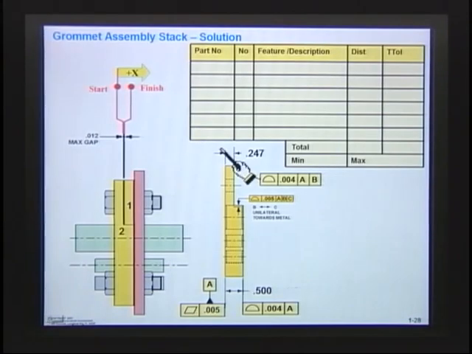Now this tolerance stack form will show you how to do a simple tolerance stack. And what we're interested in doing is finding that min-max gap across here.